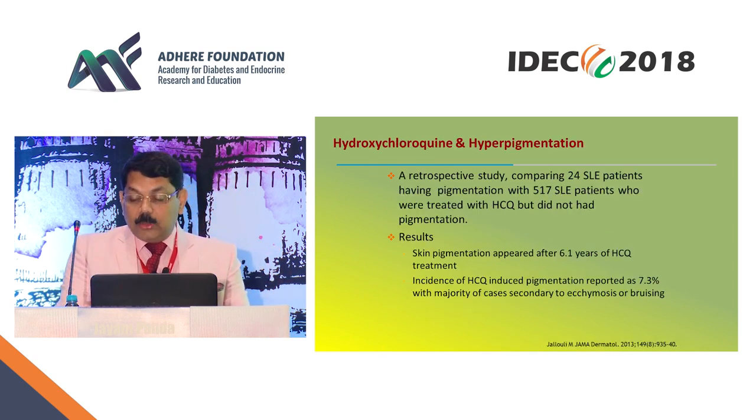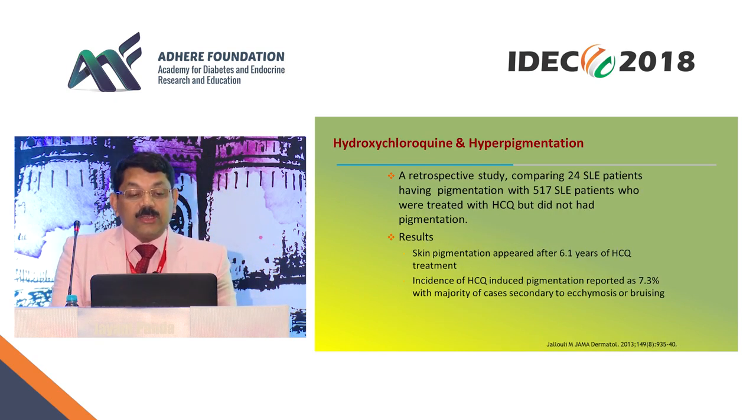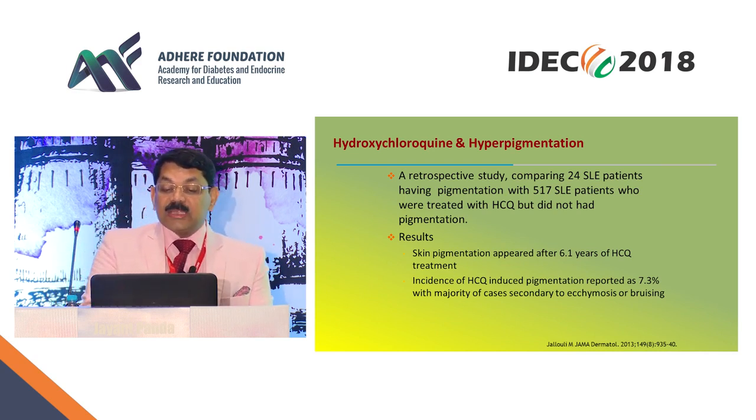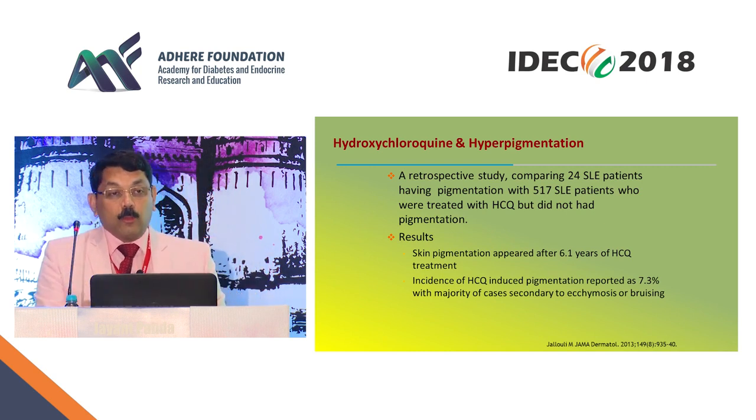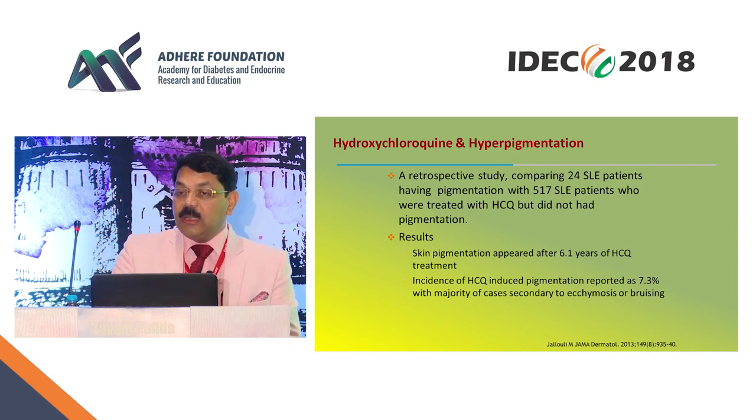The last complication which has been raised regarding the drug is hyperpigmentation. A retrospective study comparing SLE patients shows skin pigmentation appears after 6.1 years of hydroxychloroquine treatment, and incidence of hydroxychloroquine induced pigmentation reported as 7.3% with majority of cases secondary to ecchymosis or bruising. So this is also not a major concern which has been raised, and rather in lupus and other indications for pigmentation we prefer this molecule for the treatment.